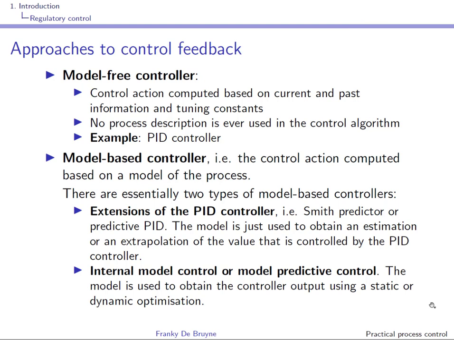Well, in this third approach, only the model is used to obtain the controller outputs, and this is done using static or more often dynamic optimization, and this leads to internal model control that will be tackled in the last section of this course. Another approach which will not be covered in this course is model predictive control. We'll mention it also in this last section of the course.